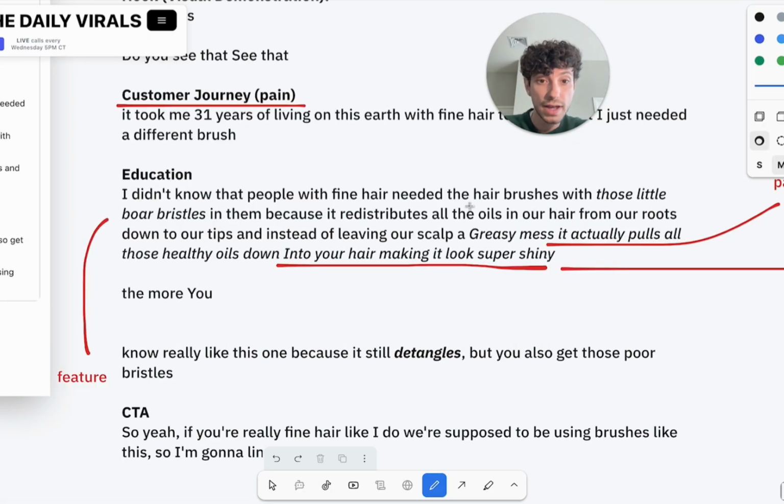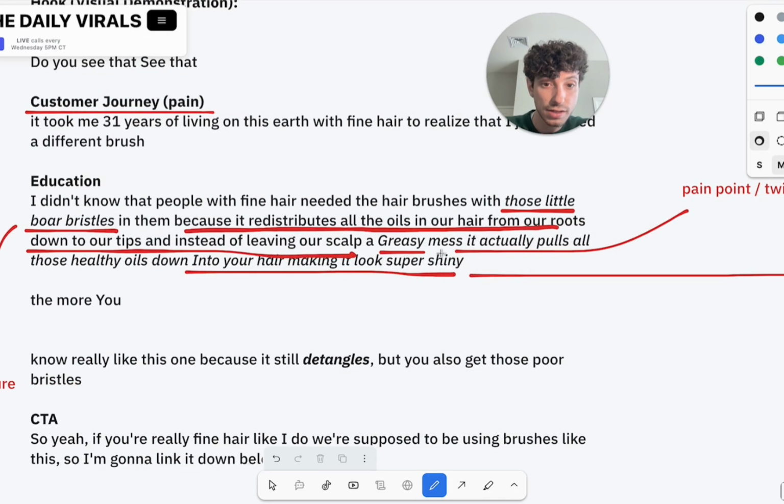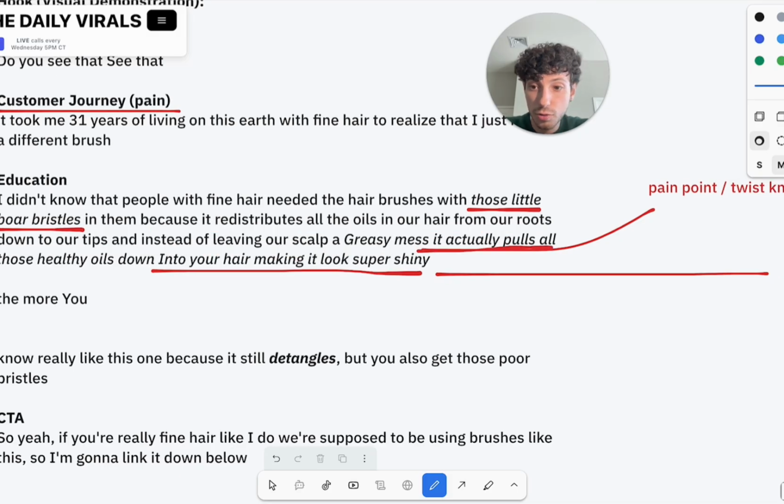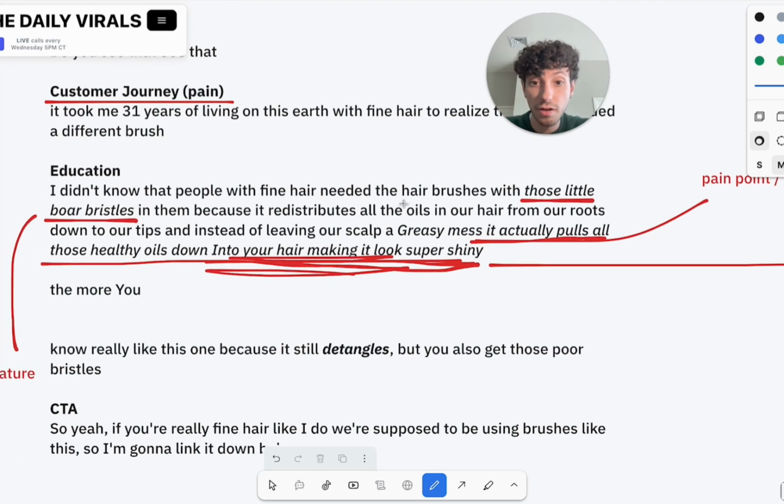I didn't know people with fine hair needed the hairbrushes with those little boar bristles. That's a feature. Education, because it distributes all the oils in our hair from our roots down to the tips instead of leaving our scalp a greasy mess. Pain point, twisting the knife. It actually pulls all those healthy oils down into your hair, making it look super shiny. This is the benefit of this feature.